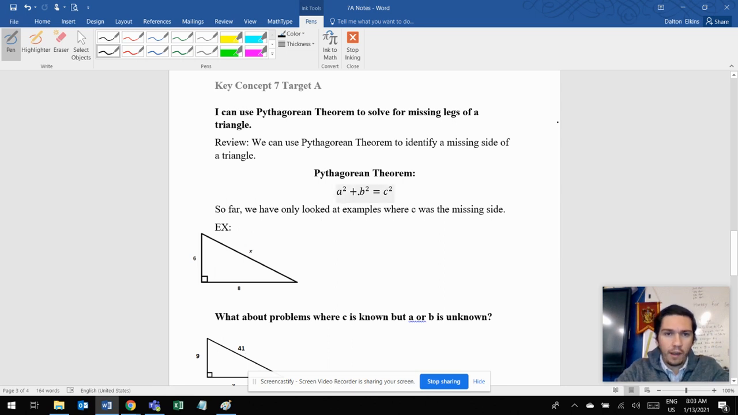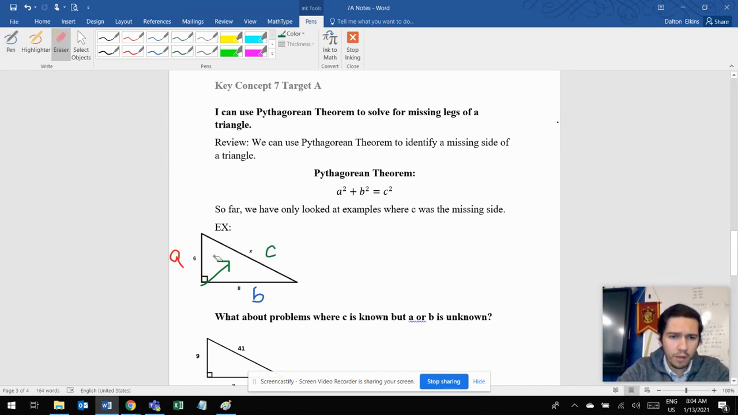Your goal today is: I can use Pythagorean theorem to solve for missing legs of a triangle. So we've talked about Pythagorean theorem and we used it to identify the missing side of a triangle. Pythagorean theorem is a to the power 2 plus b to the power 2 is equal to c to the power 2. Each side of a triangle is labeled. This side would be a, this side would be b, and always across from the right angle, this little square down here, this side is always c.